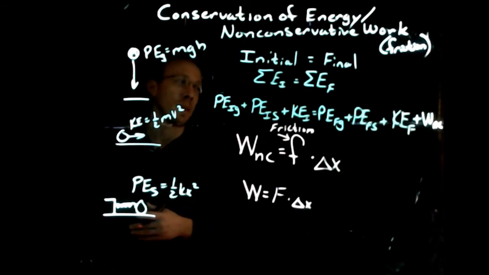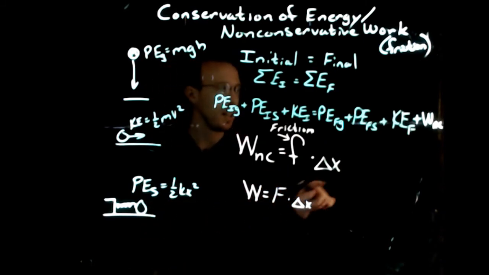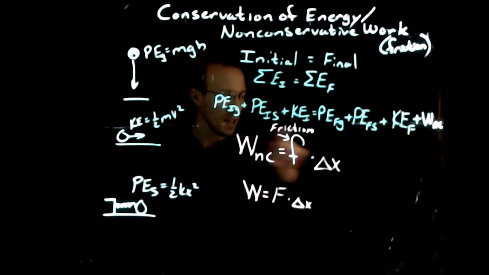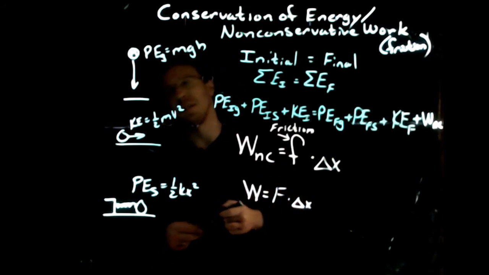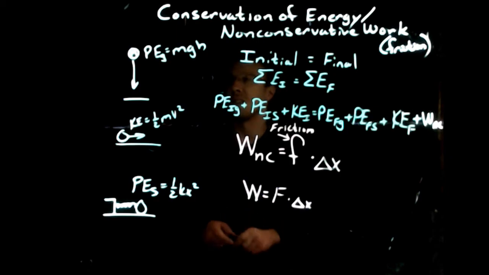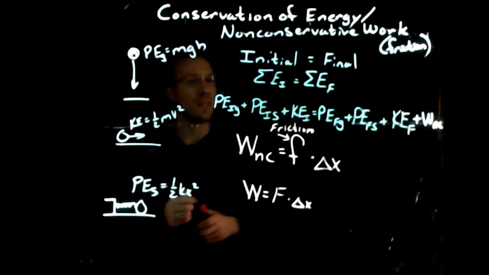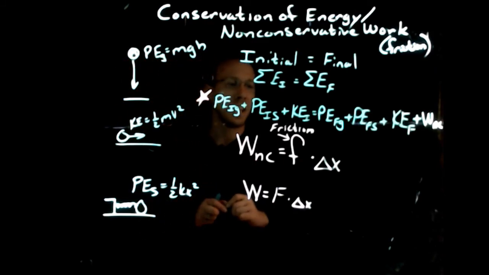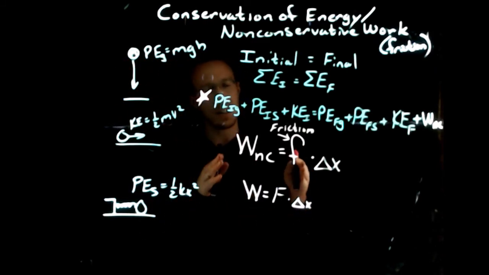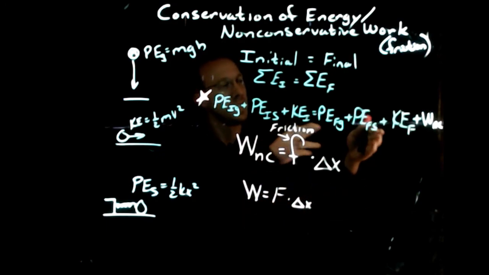Remember how I talked about the mass canceling out? Well, look, if we put non-conservative work in here, there's no mass. So you can't cancel out mass anymore. Mass is very important. So you just need to be very careful in solving those types of problems, okay? So this is a video on the conservation of energy, which is right here, the equation, and how friction and work is involved in that.